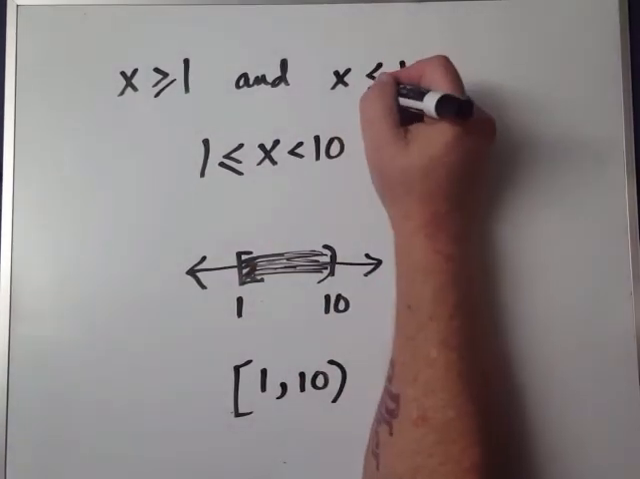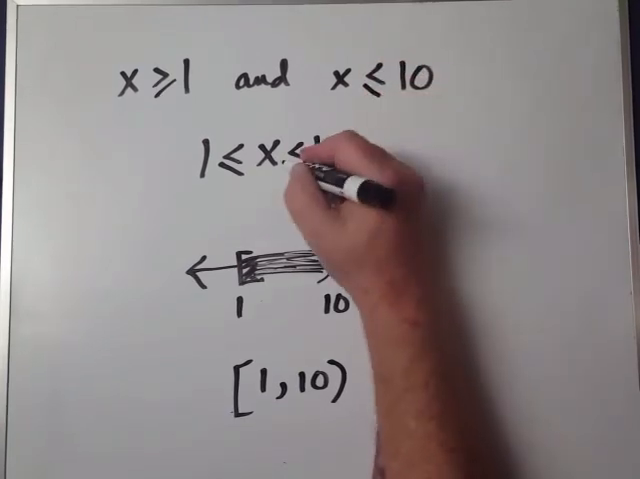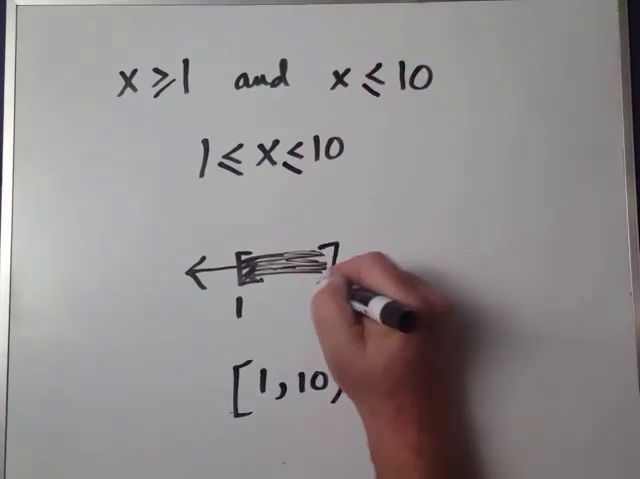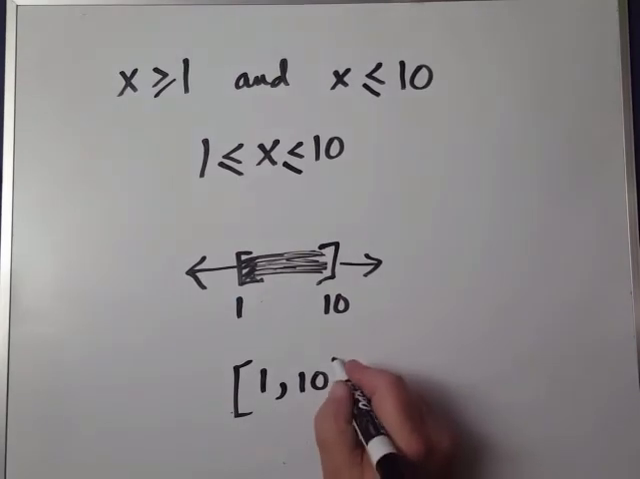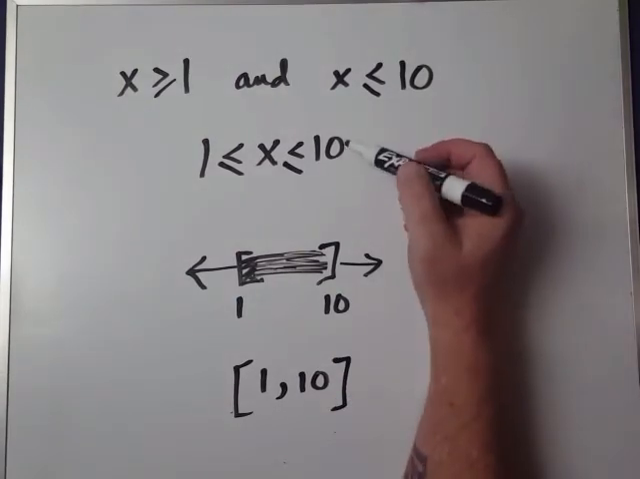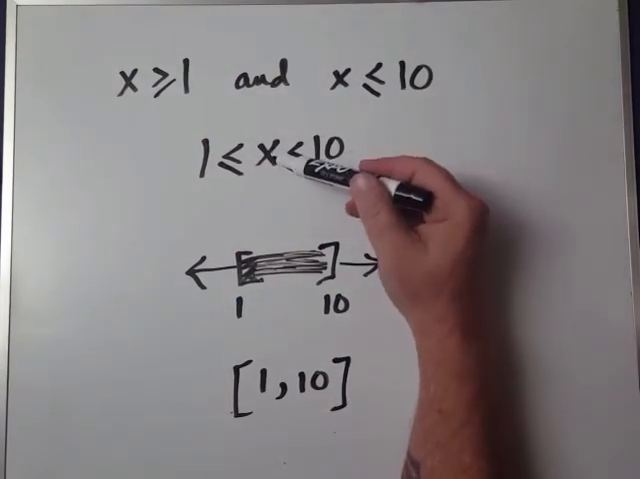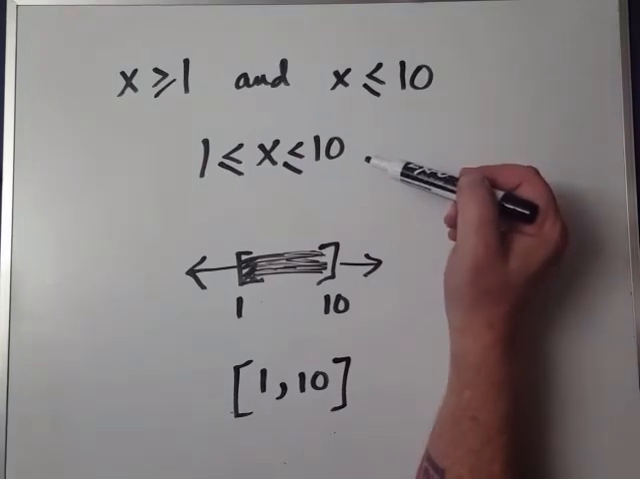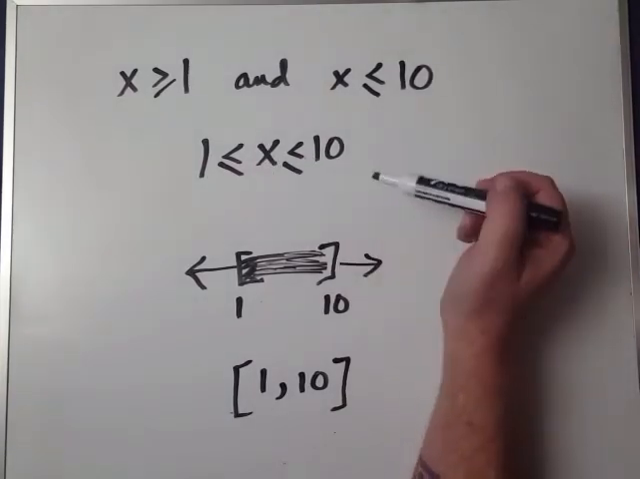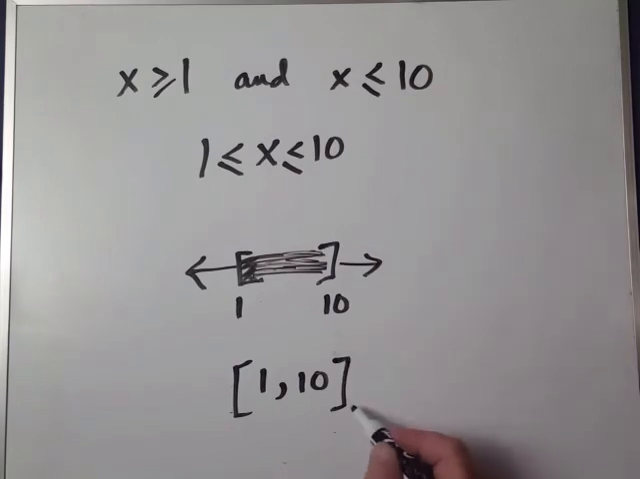If I had included them both, brackets everywhere, we're talking about all the numbers between 1 and 10 inclusive. Inclusive tells me I'm including both endpoints. I'm talking about the closed interval on 1 to 10. Saying that it's closed, seeing these brackets, tells you I am including those endpoints.